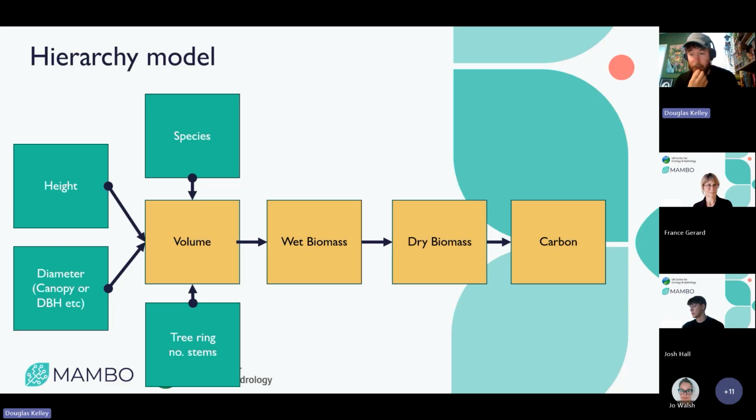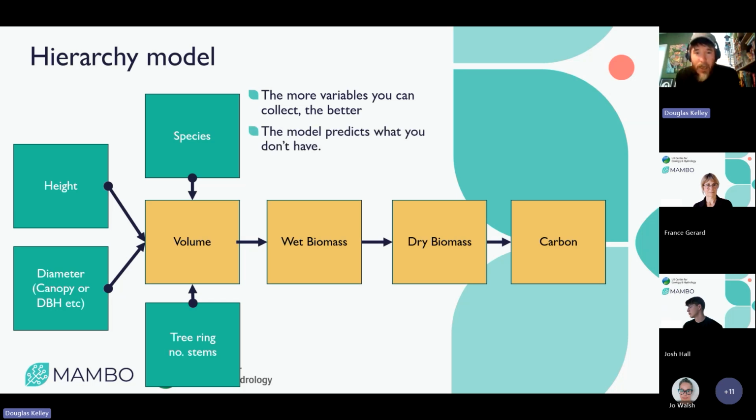We also, for some of them, have species, although we're only looking at one species here, hawthorn. You can also collect things like tree rings and number of stems, which we have for some of that. And then we have all these other measurements we did to get down to carbon. Now, the more measurements you have for this, the better when we're building these models. But we've designed a model here that can predict whatever you don't have.